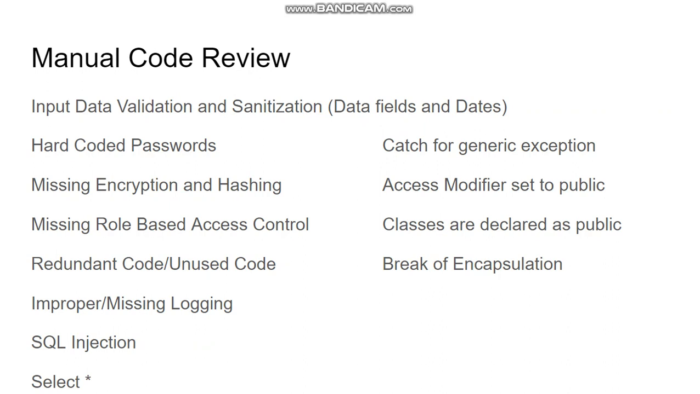SQL injection was possible, as prepared statements were not used. Select star was used, which could consume more memory and CPU and exhaust the resources. Particular to Java, generic exceptions were caught, so all the exceptions being thrown are being caught. Access modifiers are set to public. Instead, they should be set to private, because public compromises the data by exposing it. Classes are declared as public. They shouldn't be declared as public, while modifiers such as public final should be used, because it will again compromise and be accessible. This is a break of encapsulation.